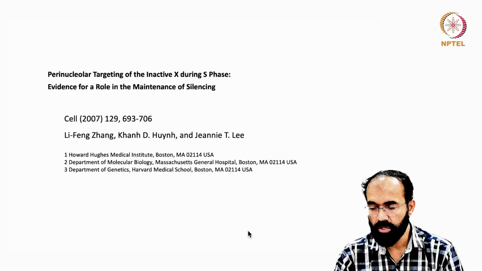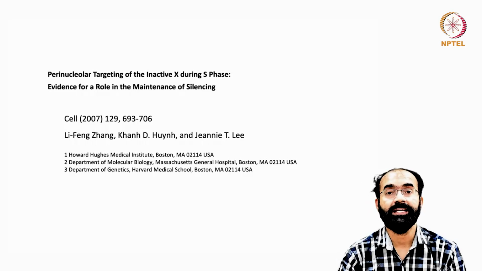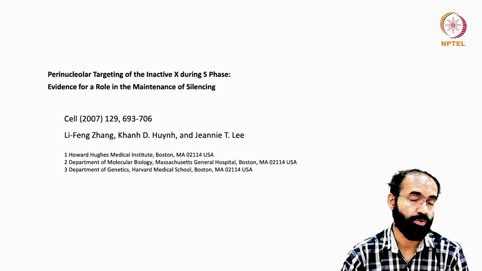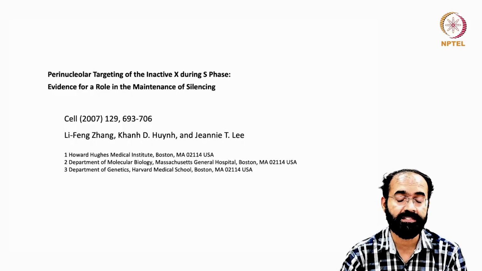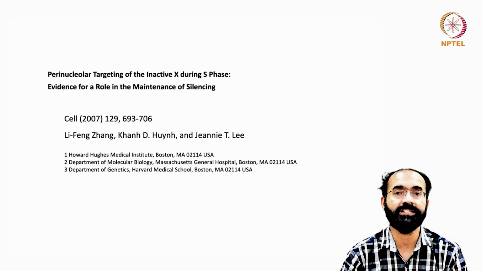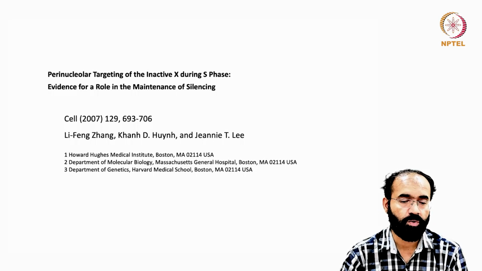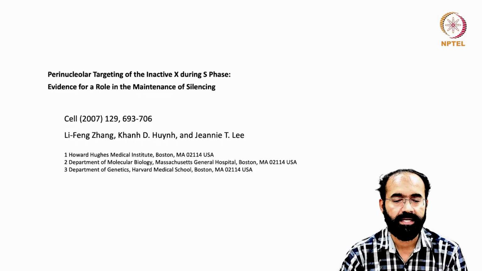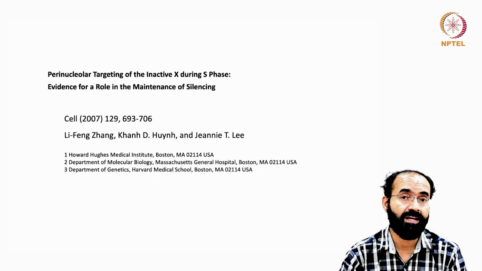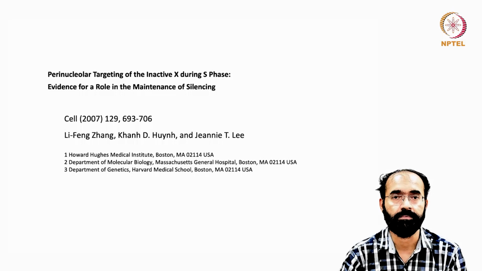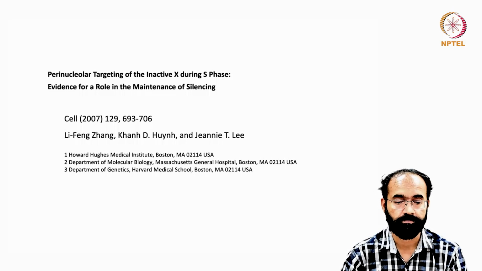Perinucleolar targeting of the inactive X happens during the late S phase, and it is maintained in the S phase, and it is always found in the periphery, and its replication happens in the late S phase. So evidence for a role in the maintenance of silencing is discussed in this article. So you can read, and we will also address it in a clear manner in the subsequent topics.